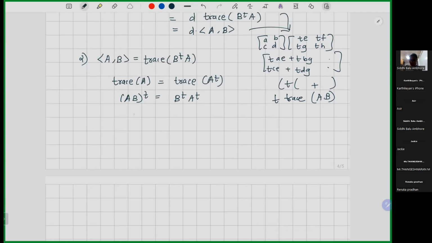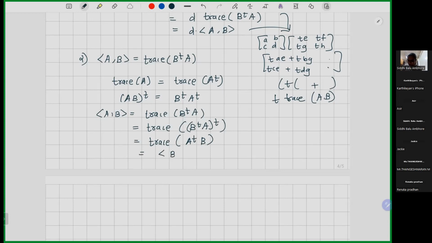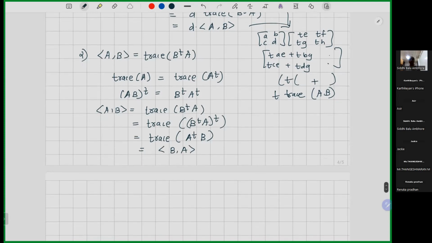So now A comma B becomes trace of B transpose A, but now I know that trace of this is equal to trace of B transpose A whole transpose. But by this I get that A transpose B transpose becomes B, and this is by definition BA. Is it okay? We are just using these two properties to get this.